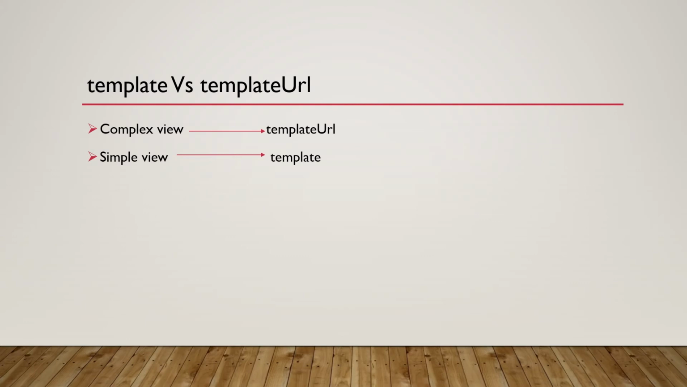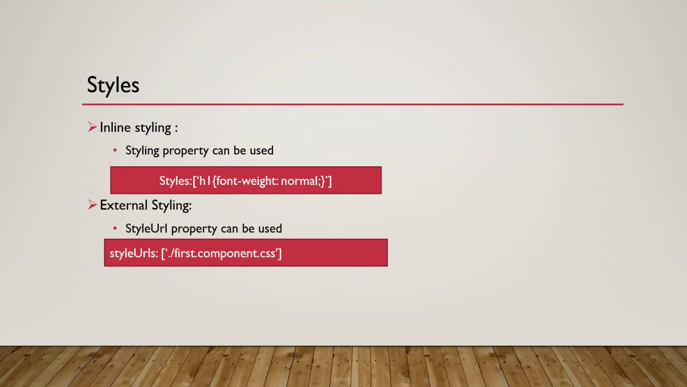For every Angular component that we write, we define not only an HTML template, but also CSS styles that go with that template. Similar to templates, we can create styles in two possible ways for that particular component: inline styling and external styling. The styles property can be used for inline styling. It takes an array of strings that in turn take CSS code.